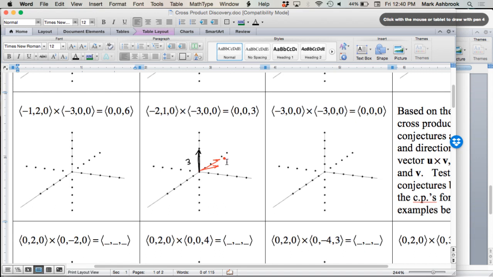Where are these 2 vectors? So we can say these vectors are both in the xy plane. So this is the kind of thing you're trying to notice. Both those vectors are in the xy plane. The resultant vector is along the positive z-axis. It has a magnitude of 3.